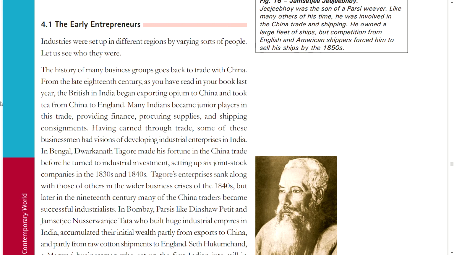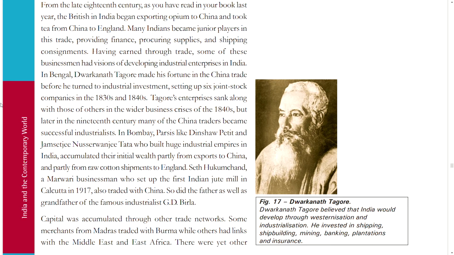Dwarkanath Tagore made his fortune in the China trade before he turned to industrial investment, setting up 6 joint stock companies in the 1830s and 1840s. Tagore's enterprises sank along with those of others in the wider business crisis of the 1840s. But later in the 19th century, many of the China traders became successful industrialists in Bombay.